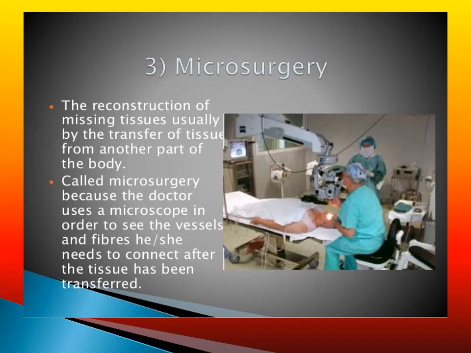Next is the microsurgery. Here in microsurgery, the missing tissues are replaced usually by transfer of tissue from another part of the body. So this is called the microsurgery. Why is it called the microsurgery? Mainly doctors here will be using the microscope in order to see the minute vessels and fibers so that they can connect them after the tissue has been transferred. With the help of the microscope only we can see the minute vessels and fibers in order to connect or reconstruct the missing tissues. That's called microsurgery.